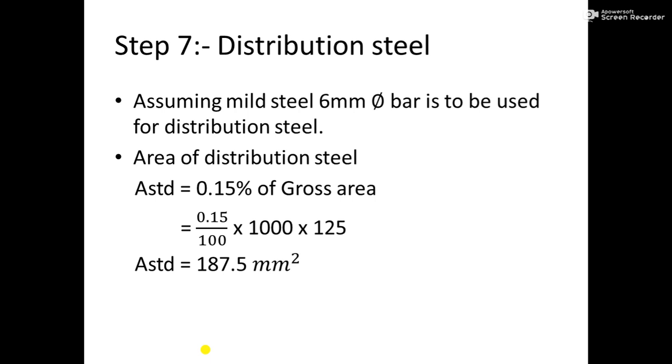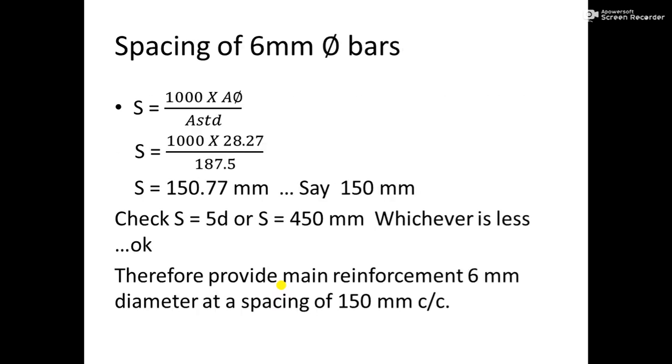Then calculation of distribution steel. Since we are using 6 mm diameter bar, the distribution steel is taken as 0.15% of gross area, that is 0.15 divided by 100 into b into capital D, that is 1000 into 125 mm, that is Ast distribution 187.5 mm square. See here, the overall depth is 130 mm. Check it, put 130 mm here and then calculate the distribution steel. Then spacing of distribution steel, same formula.